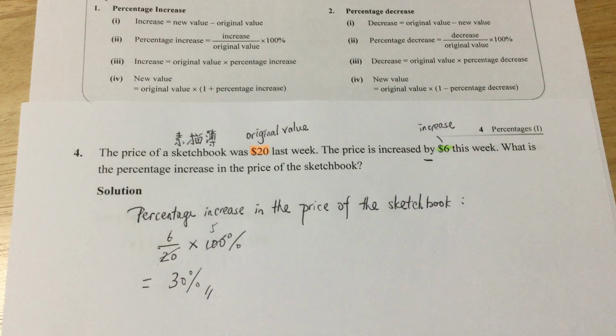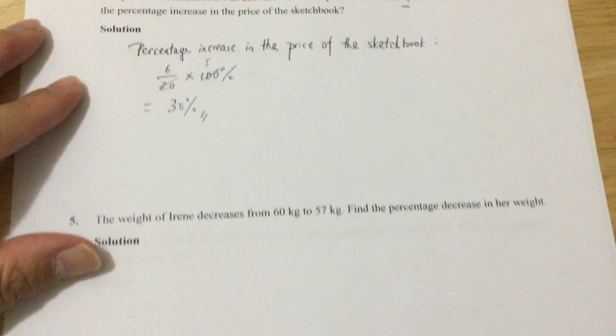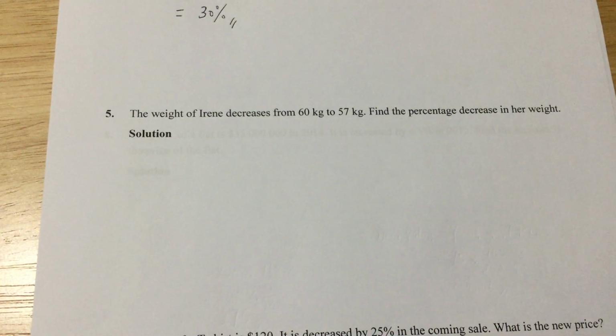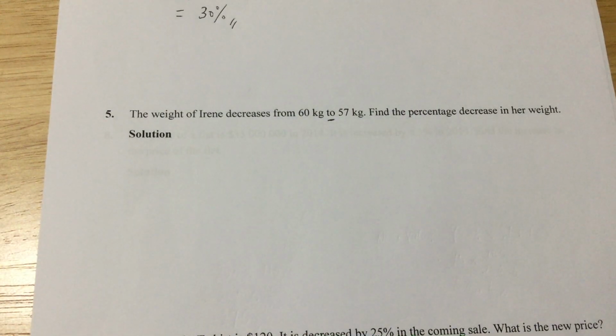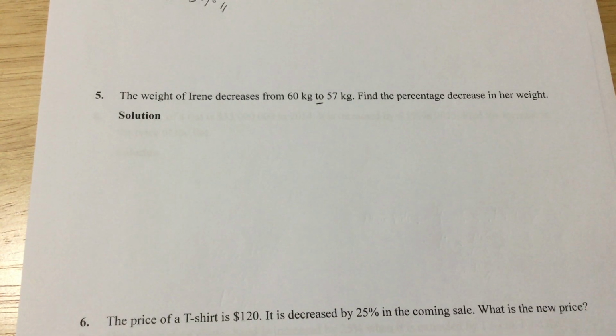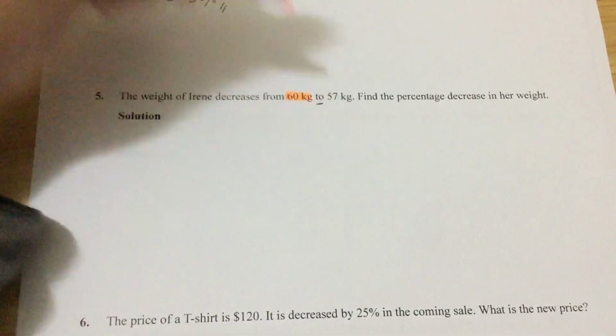Okay, for question 5. Okay, now we're going to question 5. The weight of Irene decreased from 60 kilogram to 57 kilogram. Find the percentage decrease in her weight. So we have two numbers. We have 60 kilogram. We have 57 kilogram. Okay, what is 60 kilogram? Is it original value, new value, or decrease? The answer for 60 kilogram is obvious. This is the original value.